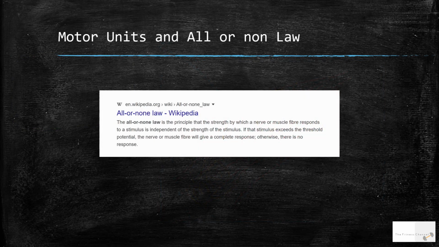Now, an important point to understand about motor units is something called the all or none law. Pulled straight off of Wikipedia, the all or none law essentially means that when a signal goes to that motor unit, the fibers will fire fully or they won't fire at all. So you've got the official definition there. The key thing to understand is that those fibers will fire fully or they will not fire at all.